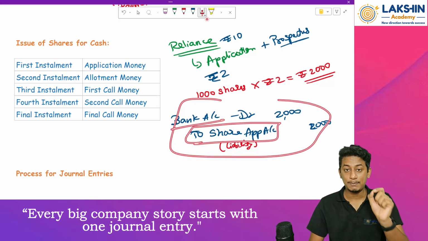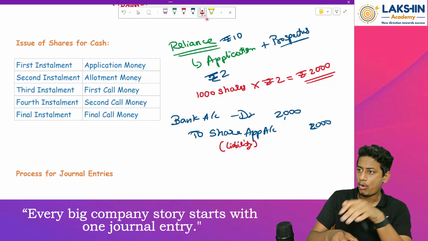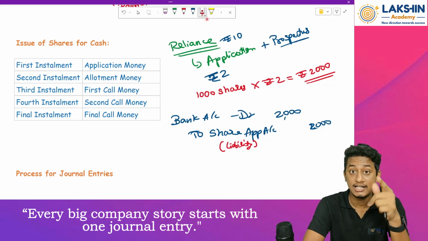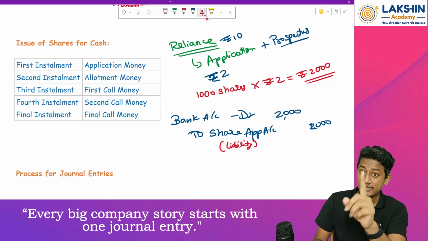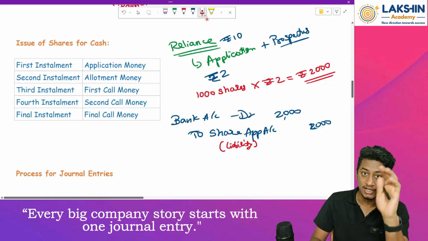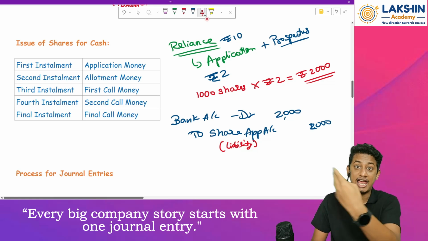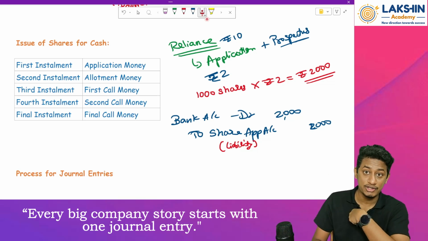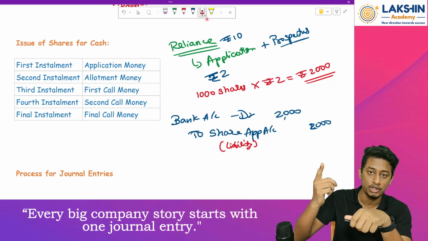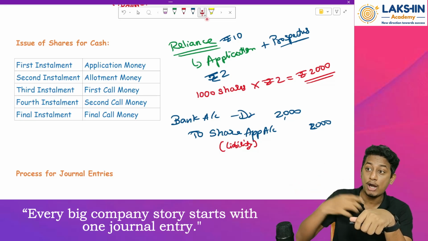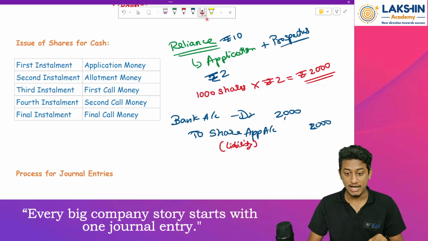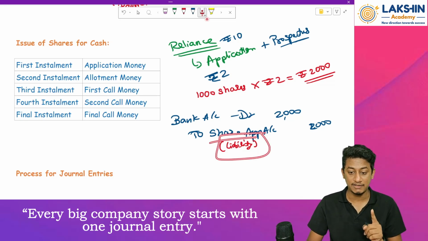Now why is the share application account credited? Because at the end of the day, whatever money I receive, is it an asset or a liability? It's a liability. Why? Because we know that capital whatever we receive is a liability. That means whoever has subscribed to the shares will become the owner of the company once the shares are allotted to them. So whatever money I have received today is a liability to me. Tomorrow, when the company is dissolved, I have to pay the money back to them. That's how the company works. So because of that, the share application money I have received will be a liability.